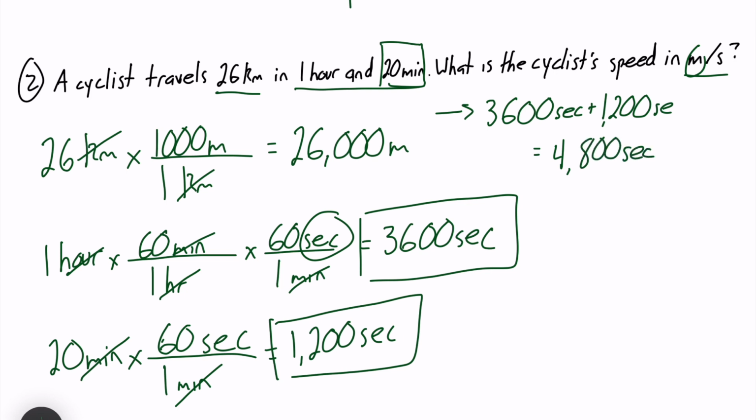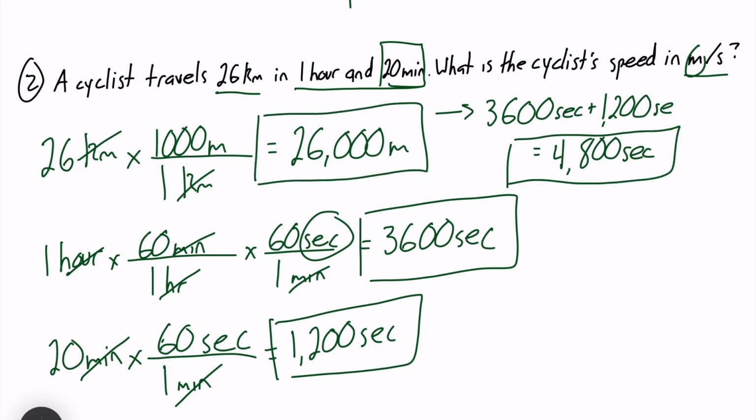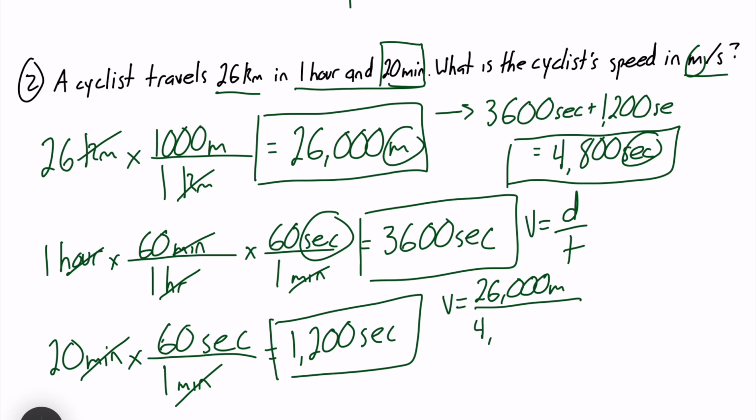4,800 seconds. So now we have all our conversions done. We have our distance, we have our time, and we have both units. We have meters and we have seconds. So let's use our trusty v equals d over t to finally figure out this question here. So we have velocity or speed equals distance, which was 26,000 meters over 4,800 seconds.